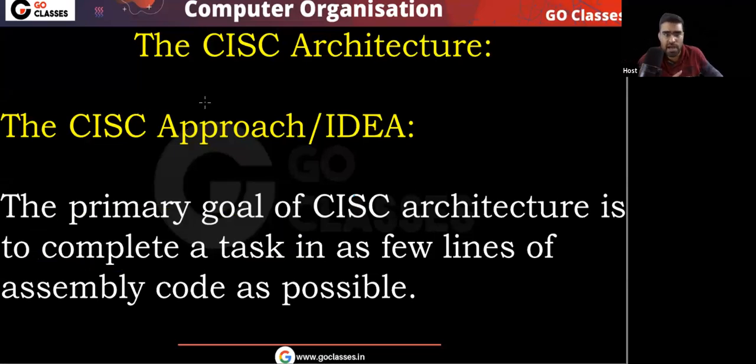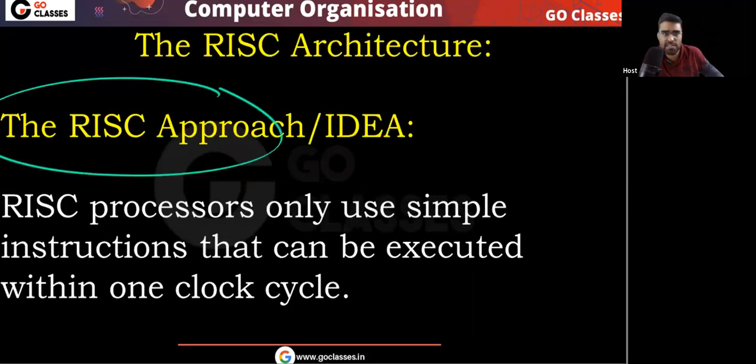Very simple. This is the idea of CISC. CISC means Garib Aadmi, the poor man. Yes or no? RISC means Amir Aadmi, the rich man. Okay, so what is the RISC approach?